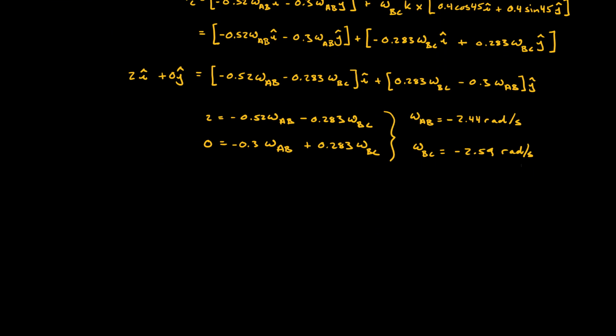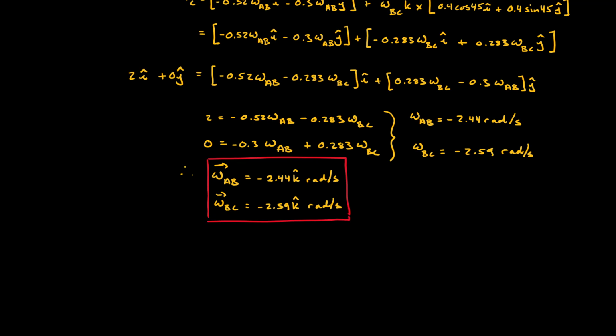Now let's think about this for a second. We have negative 2.44 and negative 2.59. What this means is that our assumed direction for omega AB and omega BC, which was assumed to be in the positive k direction, is actually incorrect, and the angular velocities are in the clockwise direction. So we can write that omega AB is equal to negative 2.44 k radians per second, and omega BC is equal to negative 2.59 in the k direction radians per second. So these are both in the clockwise direction.